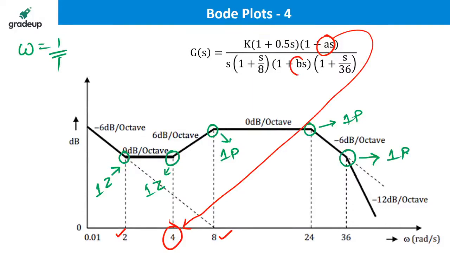Okay, then look at this B. There should be a corner frequency at 1 by B. And there should be a corner frequency at 1 by 36. 36 is also available. Okay, so this will correspond to this 24.